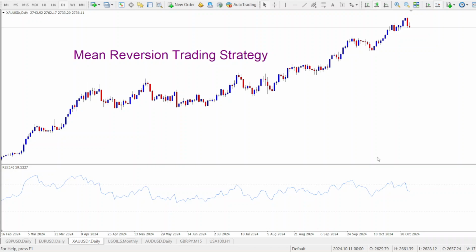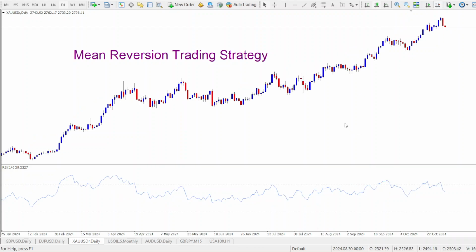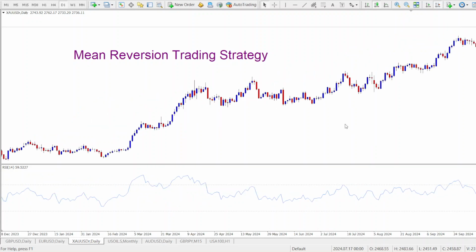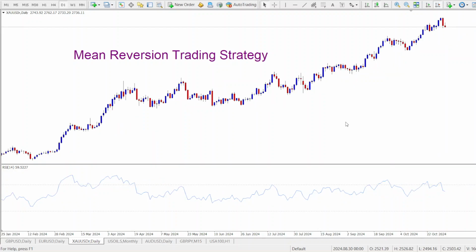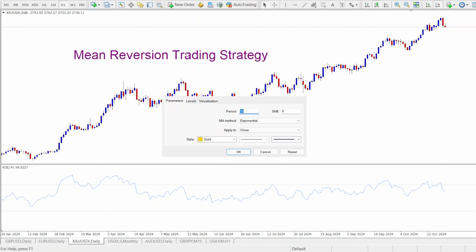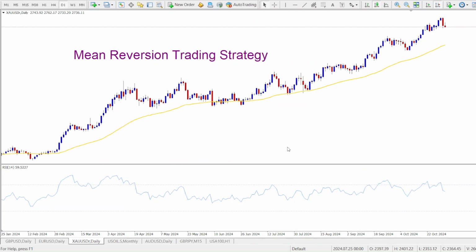Now let's move on to the implementation of a mean reversion trading strategy. Here are some key steps to follow. The first is to identify the average. You have to determine the average price of the asset over a specific time frame. To make it easier, we can just consider using a moving average to do that.